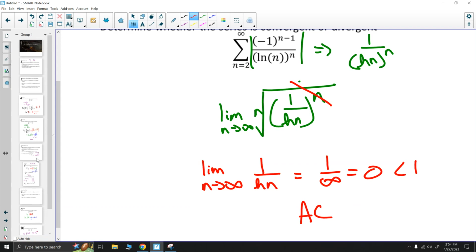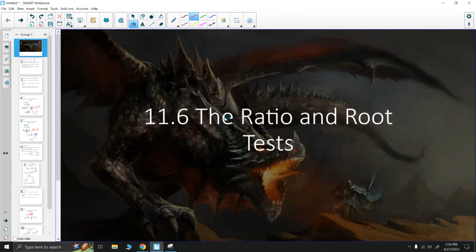So that is the root test. And as you notice, it's pretty simple. So essentially, we have the ratio and root tests, and they follow pretty much the same rules. It just depends on when we need to use them.